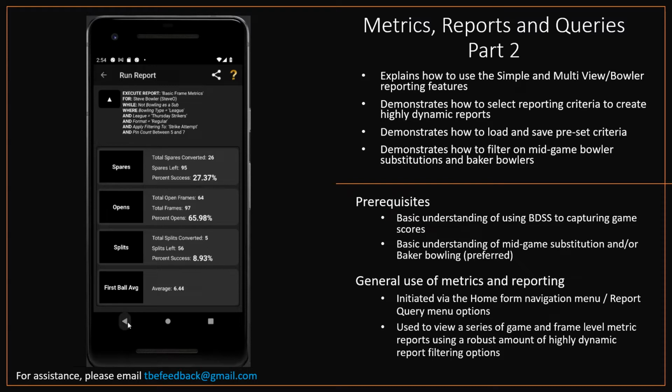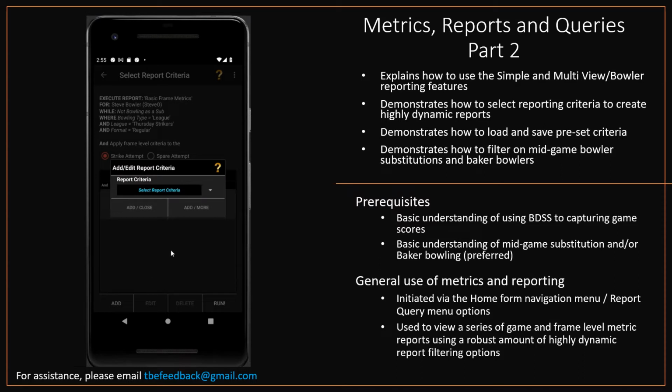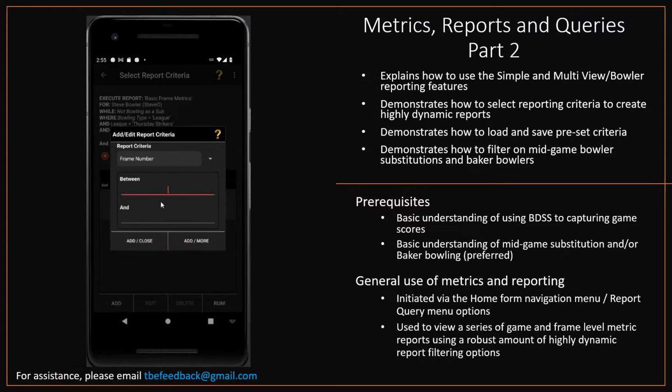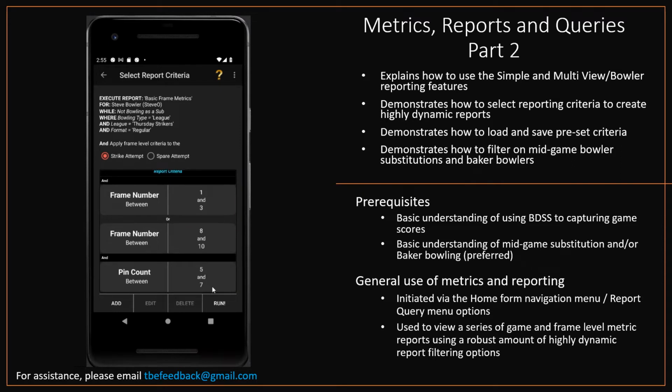Now let's go back and add some additional rules. Click Add. Now let's choose frame numbers between 1 and 3. And we'll click Add More. And then we'll also add another frame number between 8 and 10. And we'll click Add Close. And you can see the second set of rules were added to the list. And now you got 3 rules, 2 with frame numbers between 8 and 10 and 1 and 3, and a pin count between 5 and 7.